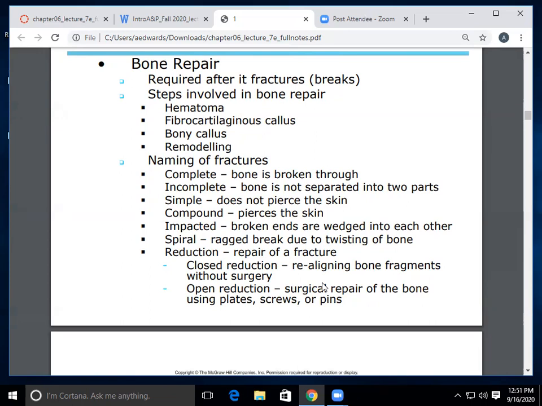So, anybody ever had an open reduction? Anybody had to have a, okay? All right, so some real life experience with it.